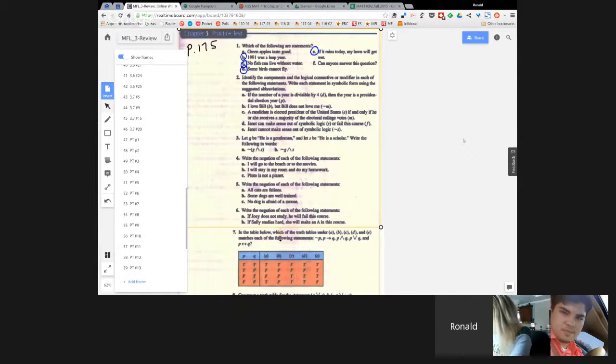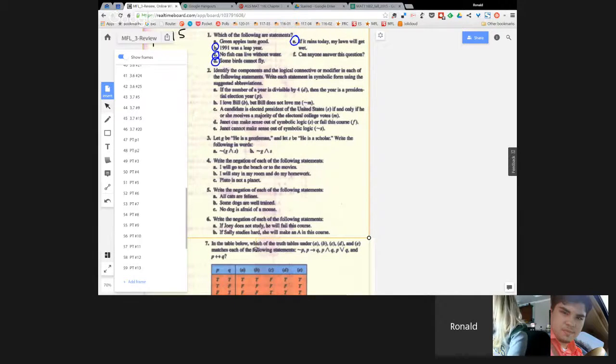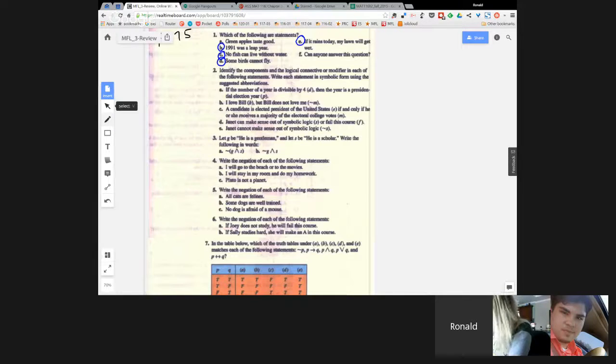I just got a text message. Let me quick check. Yep, Gumi got it. Looks good. All right. So, you can all read number 2. Whoa, got the wrong tool. Let's see. I got to get my red pen back. Okay. So we're taking a look at number 2. Identify the components and the logical connective or modifier in each of the following statements. Let me blow it up a little bit more.